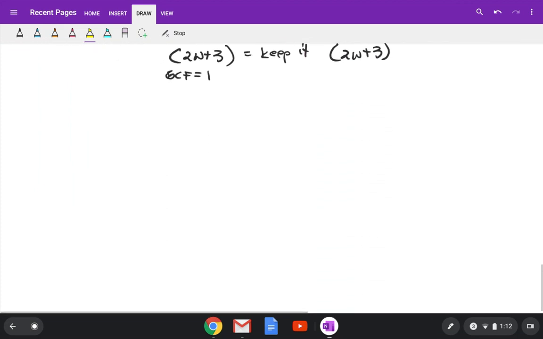Let's talk about number 13. Number 13. So in number 13, they're asking for the same thing. You have p plus 7 over p squared plus 14p plus 49. Okay, so find restricted values.